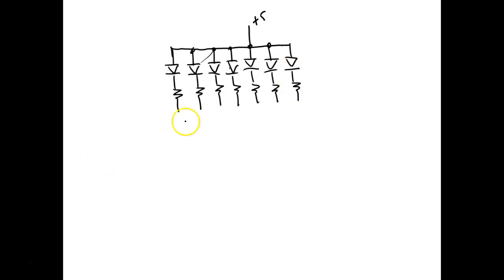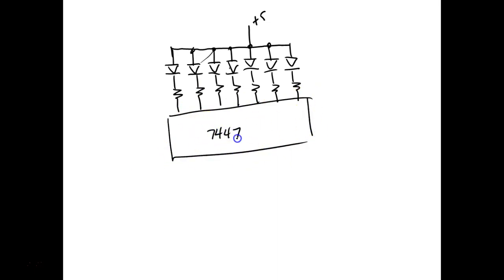I know those are not good resistors. And then we're going to hook this up to the outputs of our 7447. And of course, the outputs are going to be A, B, C, D, E, F, G. And then we're going to have A, B, C, D inputs, or whatever they call it.